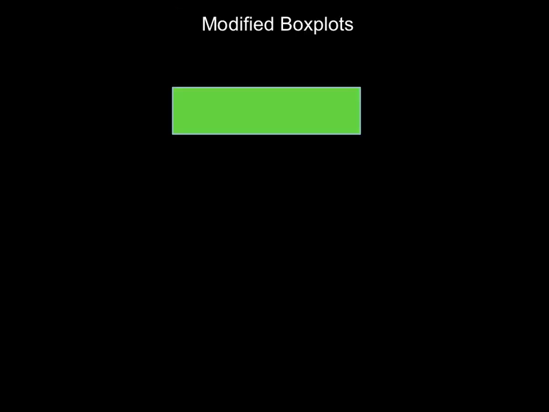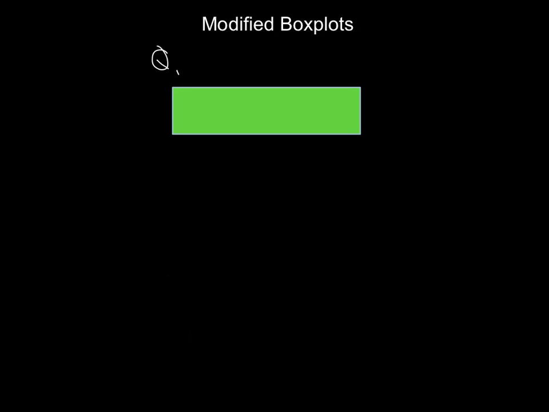So what are modified box plots? Modified box plots are a graphical display of quantitative data, just like a histogram is. A display of quantitative data. Modified box plots are just another version. So what's so cool about them, if there is anything cool about a box plot?